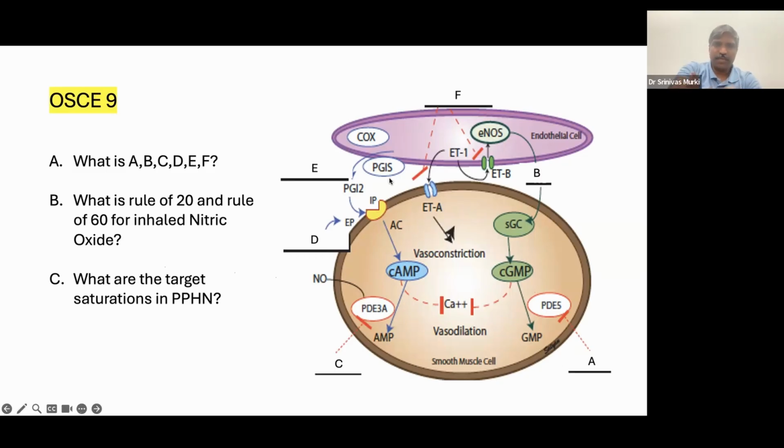I'm surprised many people are not writing. This is a very popular rule, I think everywhere it is there now. Any book or any journal you see, you'll see this. At least for weaning, somebody has written, yes, when the FiO2 comes less than 60 or PaO2 is more than 60, and after 60 minutes, you'll start to wean off iNO. Wonderful. Jitendra, you're right for weaning.